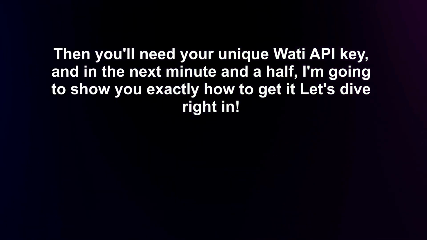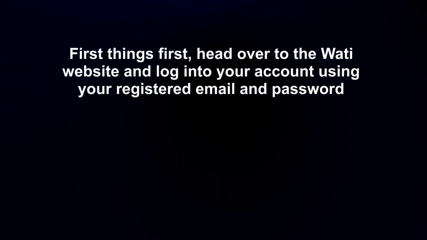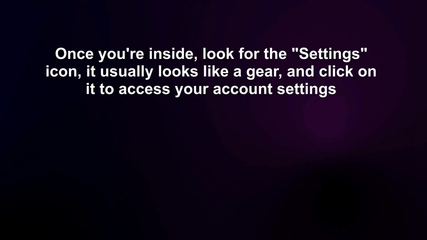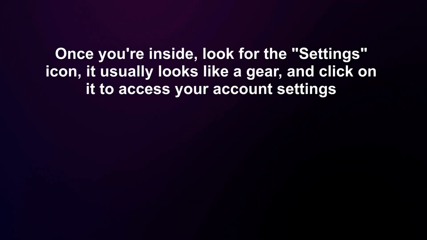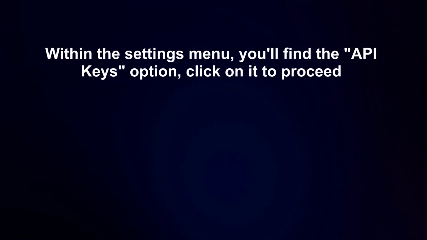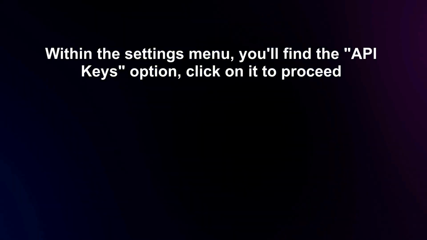Let's dive right in. First things first, head over to the Wati website and log into your account using your registered email and password. Once you're inside, look for the settings icon. It usually looks like a gear, and click on it to access your account settings. Within the settings menu, you'll find the API keys option. Click on it to proceed.